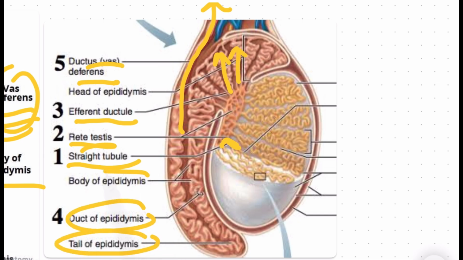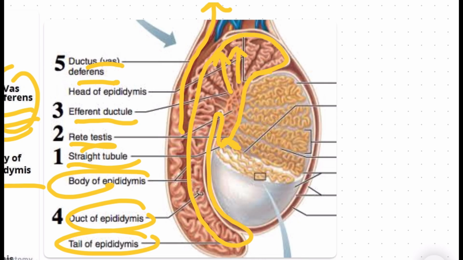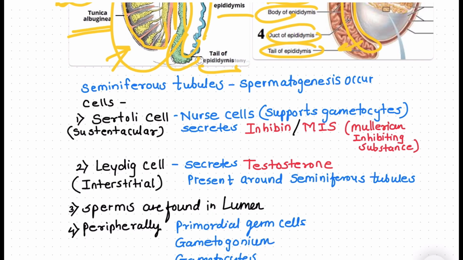This comma-shaped covering is the epididymis. Epididymis has head, body and tail, and after the epididymis, the sperms are carried by vas deferens. We have to become familiar with the cells also. Seminiferous tubules are the site of spermatogenesis. The cells are Sertoli cells, also known as nurse cells. They support gametocytes. Sertoli cells are also known as sustentacular cells.